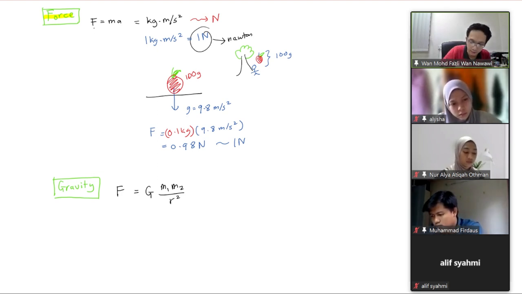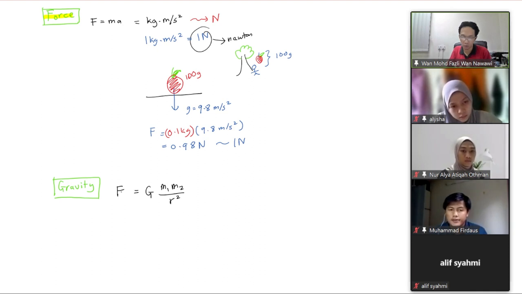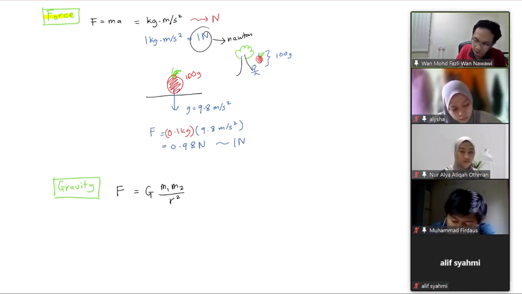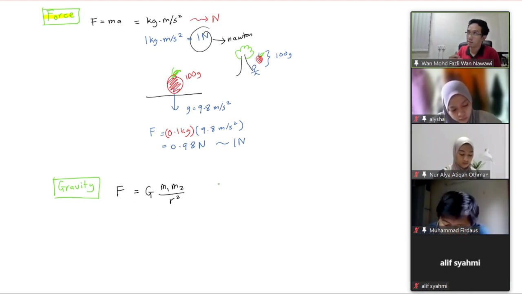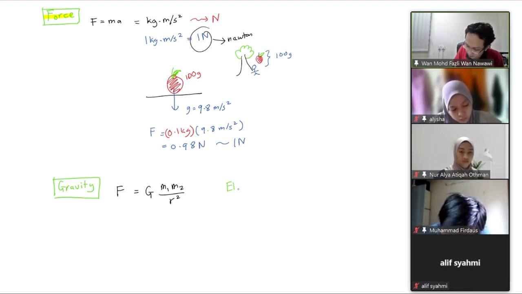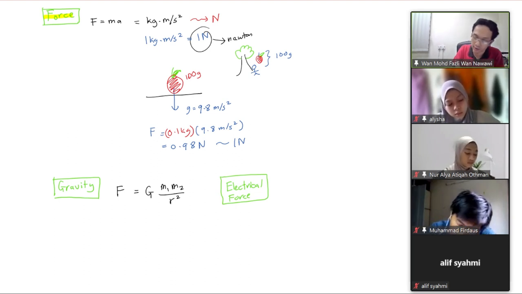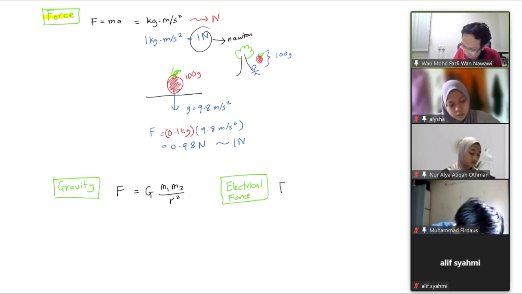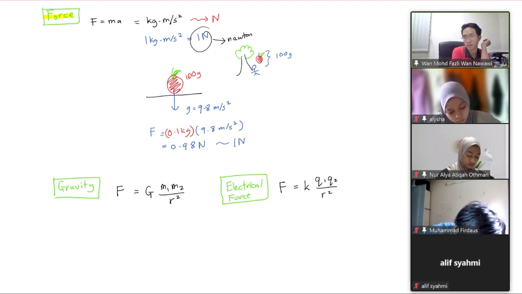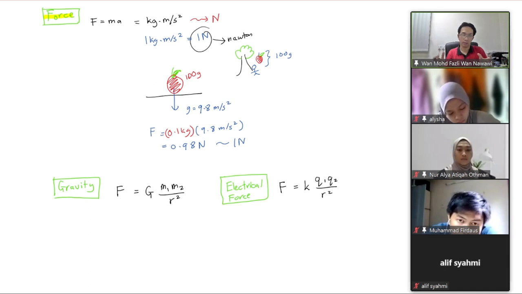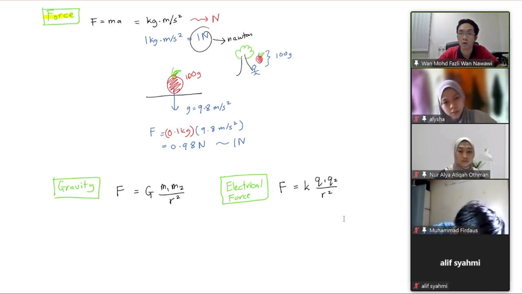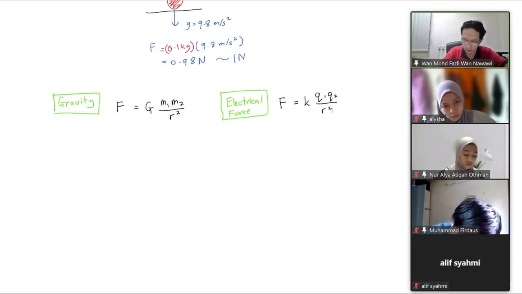You can see the F is the same, Newton, and gravity is also Newton. In fact, if you look at electromagnetism, the electrical attraction, the electrical force, the equation is more or less the same as gravity. It's basically force also, but now you have the K, and then you have Q1, Q2 over R squared. So the equation for gravity and the electrical force under the umbrella of electromagnetism is more or less the same.